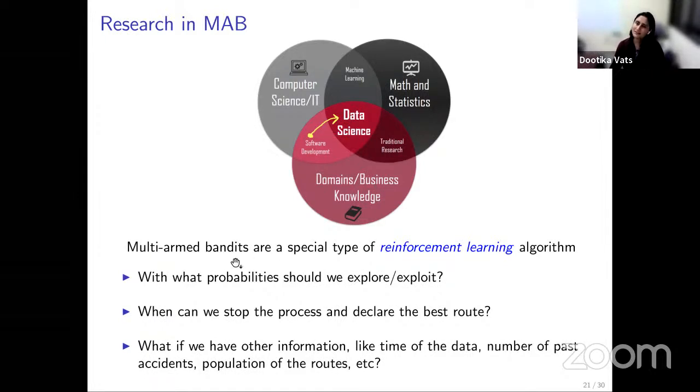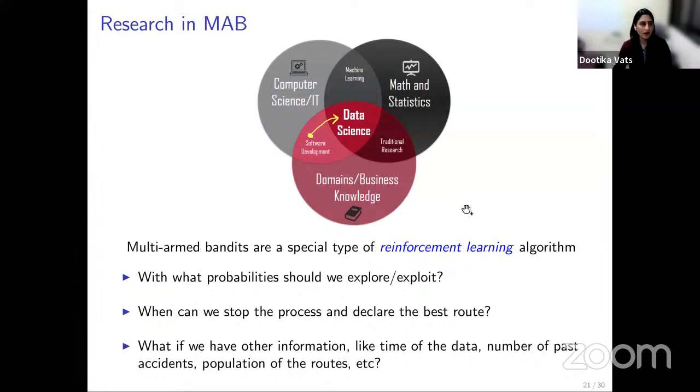And these multi-armed bandits that I've described are a special type of reinforcement learning algorithm. Okay, so this is a whole area called reinforcement learning. So the question of research is with what probability should we explore and exploit? When can we stop the process and declare the best route and say, okay, this is the best route? When do we stop? How much exploration, how much exploitation? And what if I have other information like time of the day, number of accidents, and everything else? How can I utilize that information in my exploration exploitation process? Right? That's a very, very rich feature of this whole area called reinforcement learning.